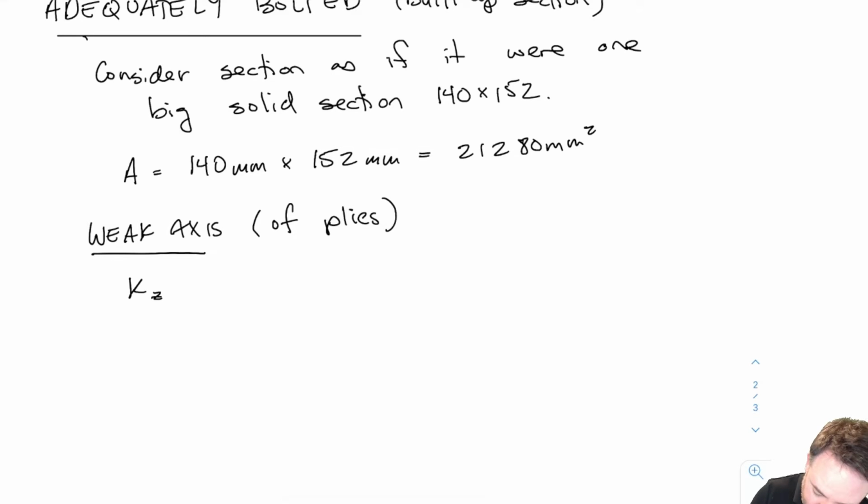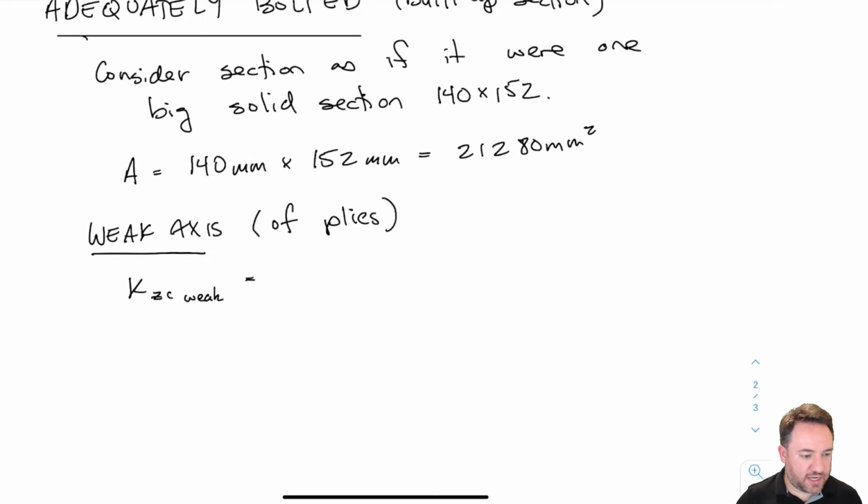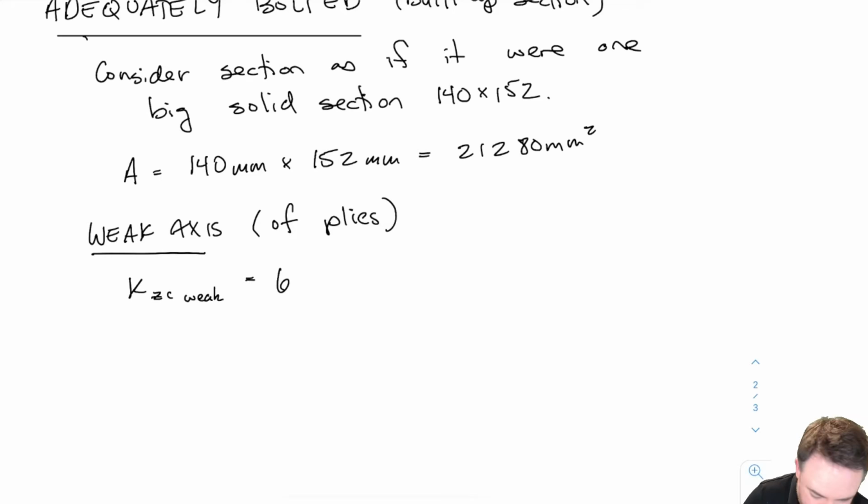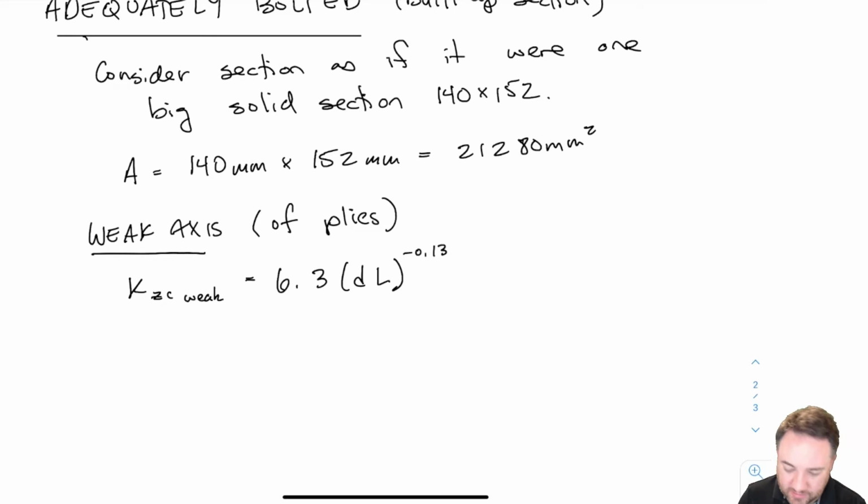Okay, so if I'm doing weak axis of the plies, I do K_ZC for weak. So when I do size effect for weak, I need to consider this equation, 6.3 (d L) to the negative 0.13, right? Now, this is another question, right? So since I'm doing size effect here, which d do I use? Now, obviously in this equation, I'm supposed to use the d for the weak axis direction. So it's the dimension in the weak axis direction. But since I'm doing a built-up column here, my d should be the weak axis direction of the individual ply.